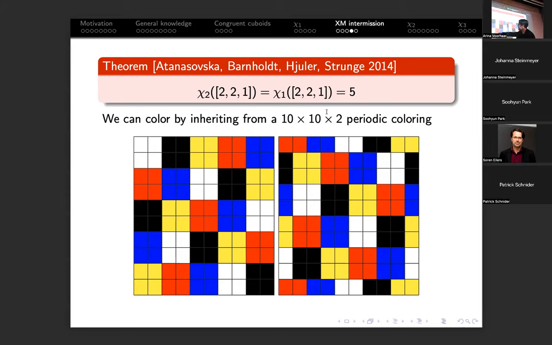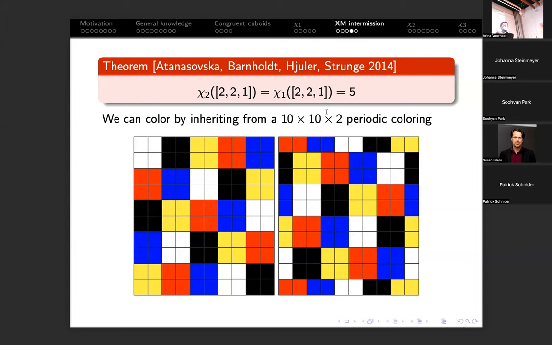So this is the way of inheriting a coloring with 5 colors from a 10 by 10 by 2 region. And it's obvious if you just look in one layer that this will work. The idea is that if I have a square I put here, then I'm going to make it yellow. But then there's no way I can reach this yellow or that yellow.